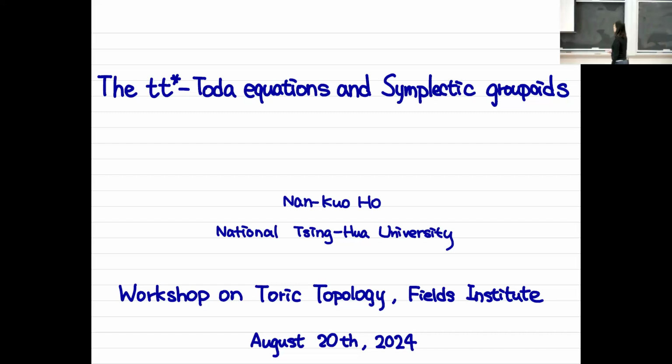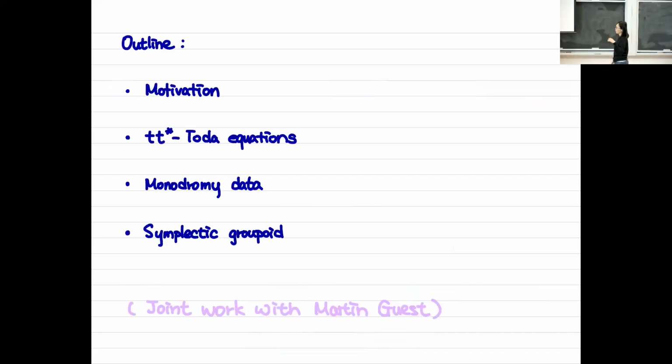Okay, so the plan is as follows. I will give you some motivation, and then I will explain what the Toda equation is. It corresponds to certain meromorphic connections. Then we will look at the monodromy data corresponding to those meromorphic connections. And lastly, we will look at the geometry that we found, which is related to symplectic groupoid. This is joint work with Martin Guest. It's a long project.